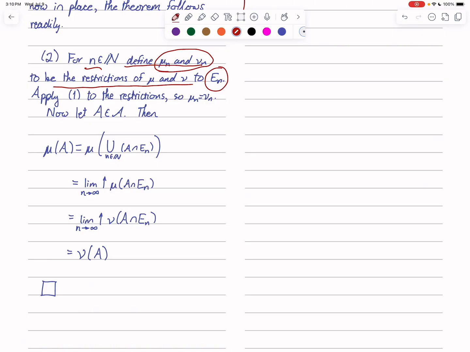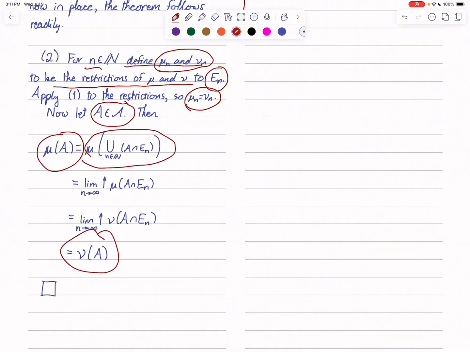Okay, so we have that mu n and nu n are equal to each other because of the previous part. Now let's talk about taking any measurable set A and arguing that mu of A must equal nu of A. Since this forms a monotone increasing chain, that's a big hint that we would use continuity from below, because it's building up and up. And so we would like to express this in some way as a monotone increasing chain of sets that we take the union over.